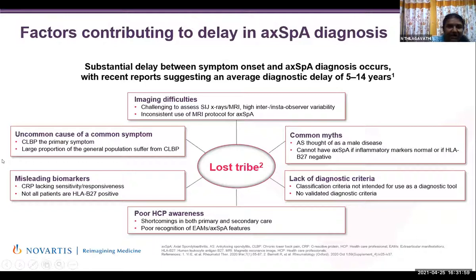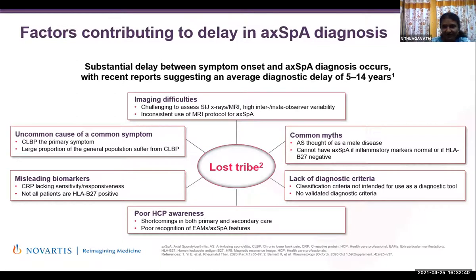And chronic low back pain is a very common symptom in the population. So most of the times we just deny the symptom. And as I told you, CRP is not a specific marker. CRP as well as ESR is not a specific marker for axial spondyloarthritis. And not all patients are HLA-B27 positive. So as I told you, HLA-B27 negativity is not going to rule out axial spondyloarthritis. And we don't have a diagnostic criteria. What we have is a classification criteria.